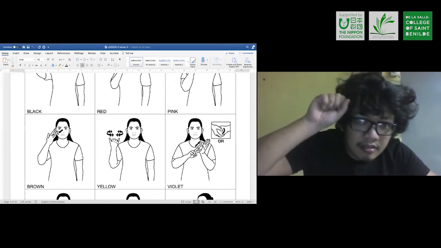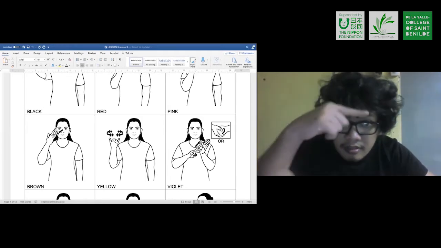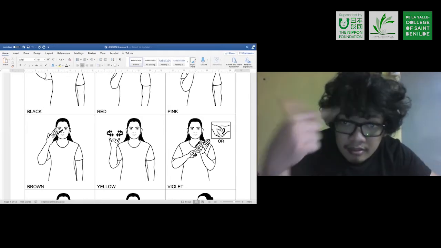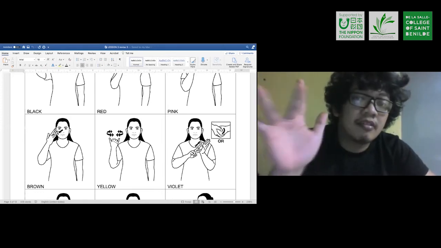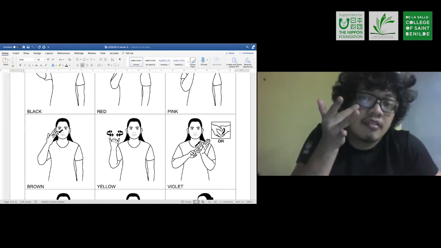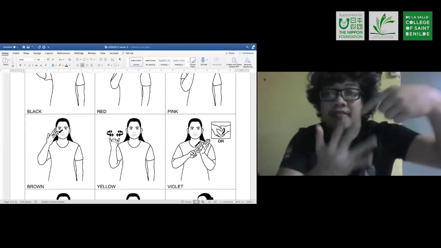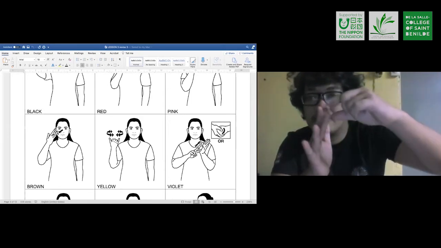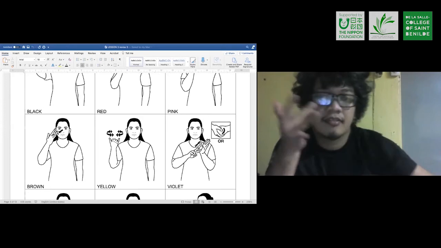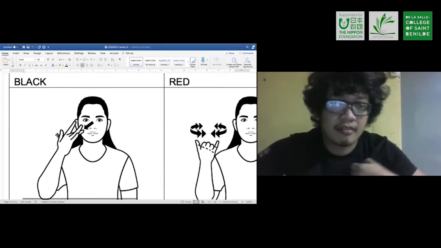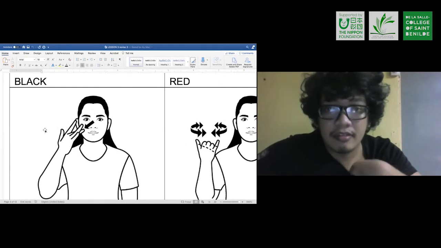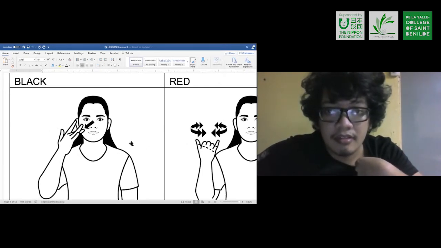Sorry, let me get Shaq's attention here. Shaq, black's good, right? Yeah, black is good. All right, this is brown, and we made more of an indent on the middle finger to make it more clear. If you think that's clear, it's okay. I think it looks more clear than before.